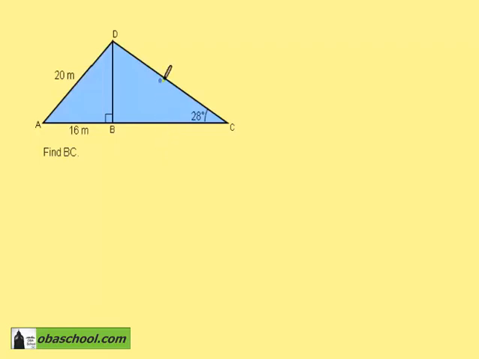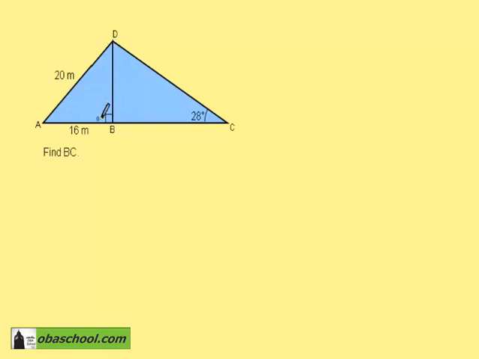Let's consider this diagram here. We're asked to find the length of BC, which is this length just here. Looking at the triangle DBC, we can see the only thing we know is the angle 28 degrees. So we don't have enough information in this triangle at the moment to work out the length of BC.